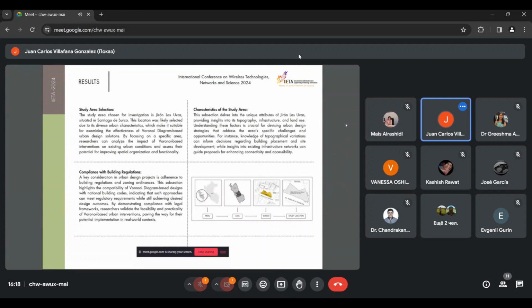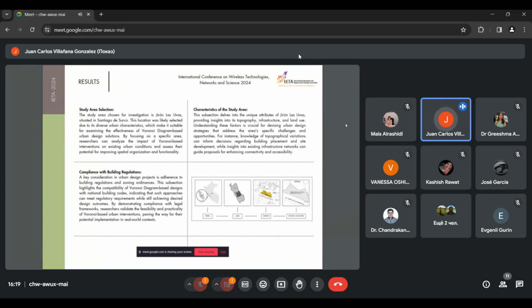For the results, the study area selection: the study area chosen for investigation is Girón Las Uvas, situated in Santiago de Surco. This location was likely selected due to its distinctive urban characteristics, making it suitable for examining the effectiveness of Voronoi diagram-based urban design solutions. By focusing on a specific area, researchers can analyze the impact of Voronoi-based interventions on existing urban conditions and assess their potential for improving spatial organization and functionality.